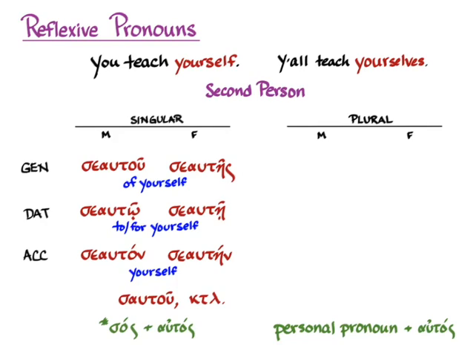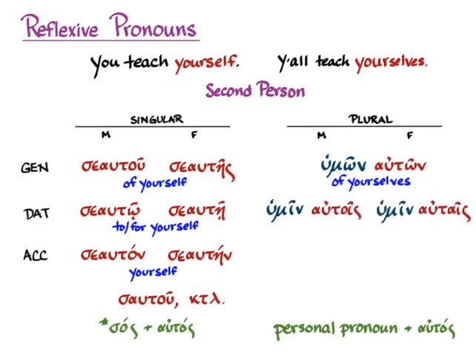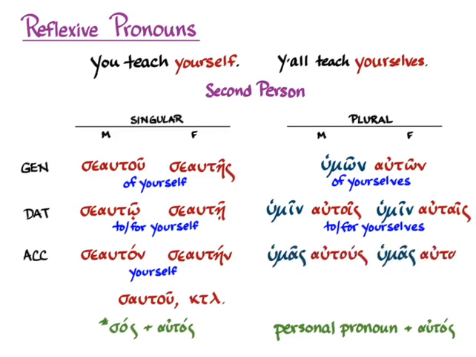In the plural, again, personal pronoun plus autos, and so we'll get humōn autōn for both masculine and feminine to mean of yourselves, or anything else with a genitive. Humin autois or humin autais, to or for yourselves in the dative. Humas autous and humas autas, whether it's masculine or feminine, for yourselves. And that's what you get for the second person reflexive pronouns.